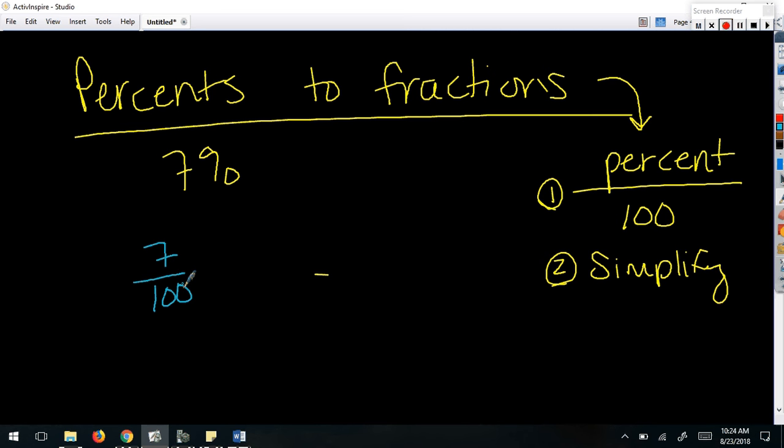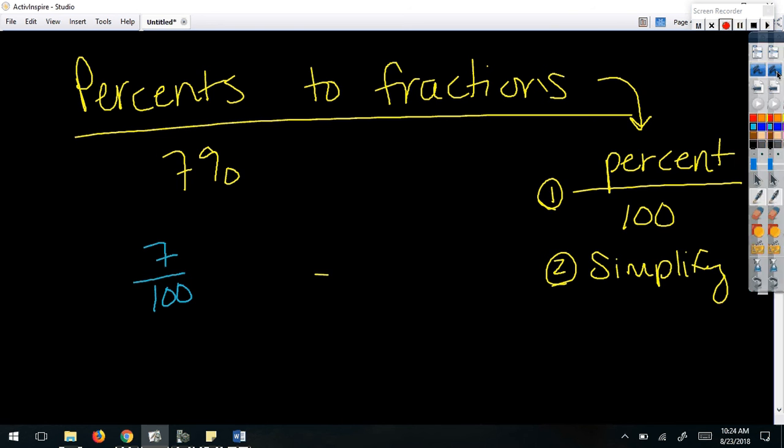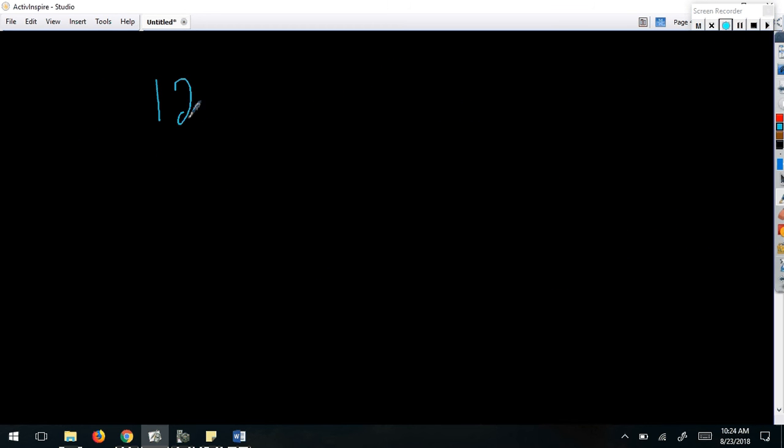Okay, let's look at another one. What if I asked you to write 120% as a fraction? It's always over 100. So what do you do? Remember, improper fractions are okay. I don't know why at some point during your education we were told that they weren't. I was told that if you have an improper fraction, you need to divide it and end up with a mixed number. Mixed numbers are sloppy. It's okay.